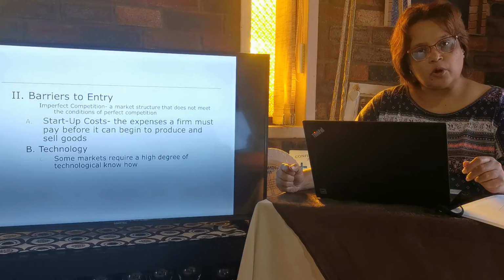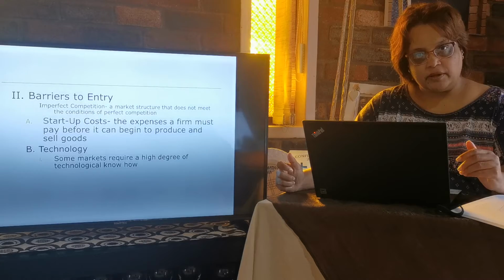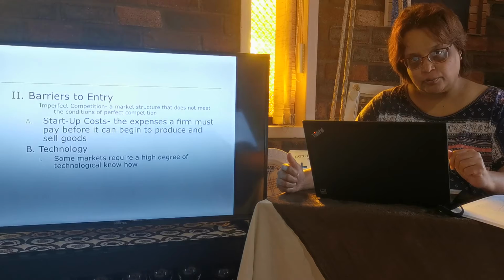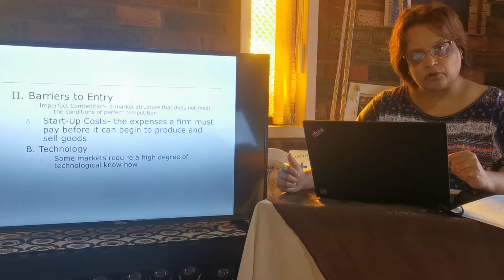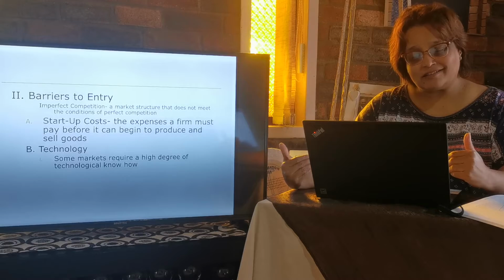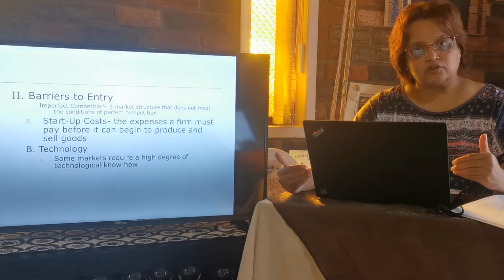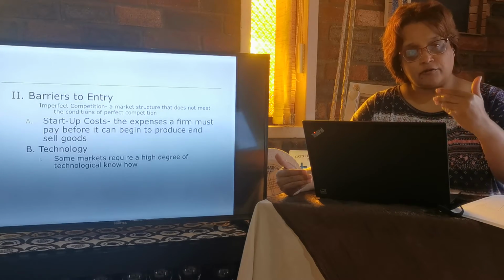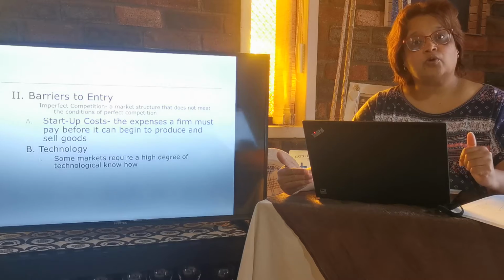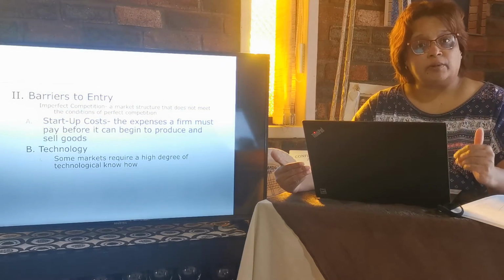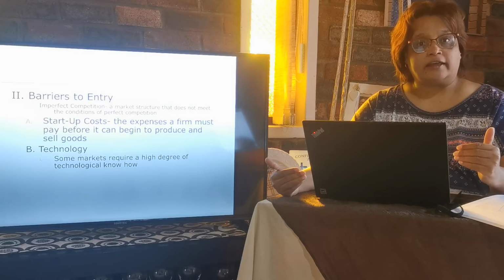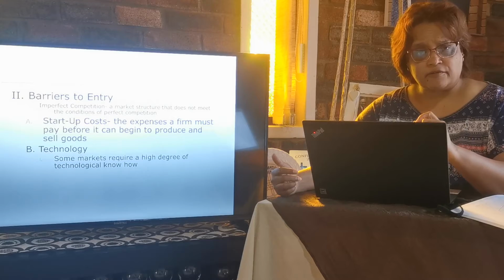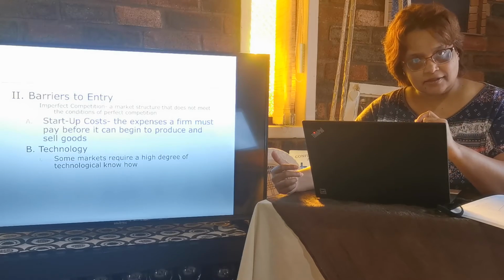However, now we're going into the barriers of entry, meaning what could hinder a specific seller to enter the market of perfect competition. The first one is startup cost. The expenses a firm pays beforehand to start up a business are quite weighty. It is a lot of cost that they need to put into the business in order to reach an equilibrium where they can actually say, now I am a feasible business.